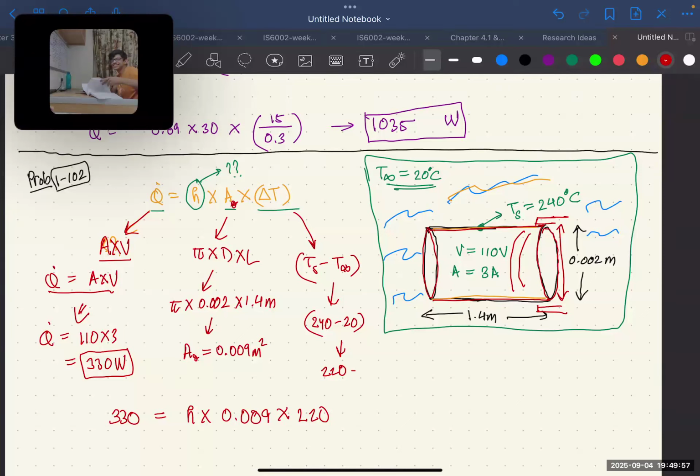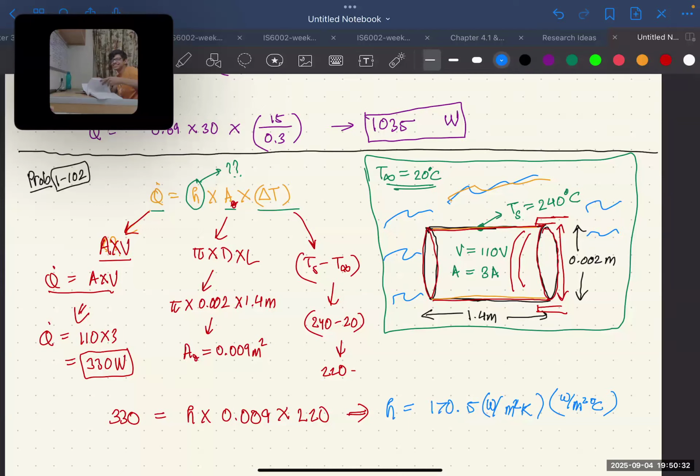So what is h? From this, you can very simply calculate h, which is the heat transfer coefficient the problem wants us to calculate. h comes out to be 170.5 watt per meter square Kelvin, or you can use watt per meter square degree Celsius. Be very careful of the units. This is where you are going to make mistakes.